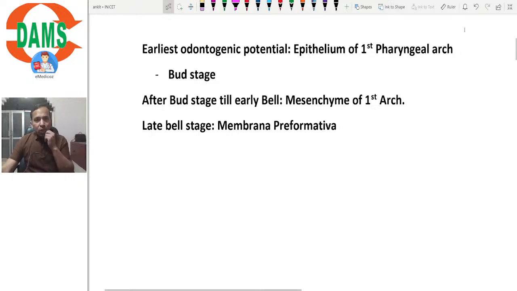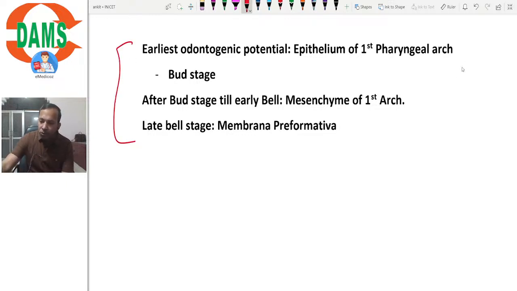See, that's exactly what I was planning to do, isn't it? So the genes associated with tooth development and some additional information, right? So, odontogenesis, some important points from odontogenesis.